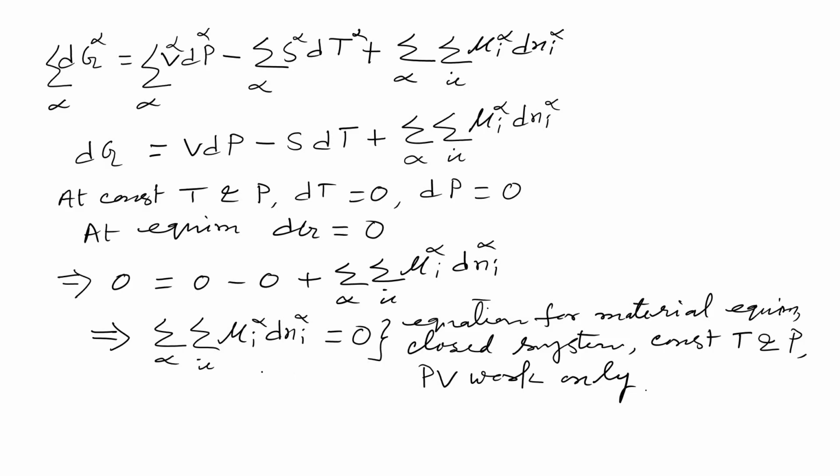Okay, so this is the equation for material equilibrium, when material equilibrium is reached for a closed system under the condition of constant temperature and pressure, and of course PV work only.